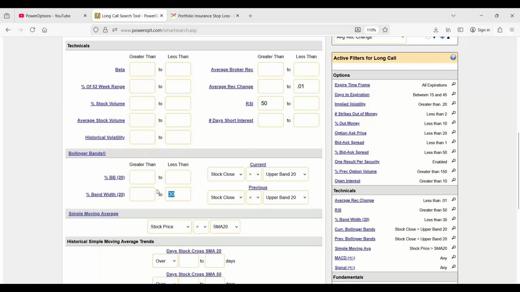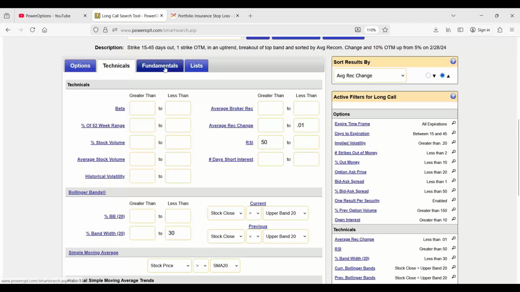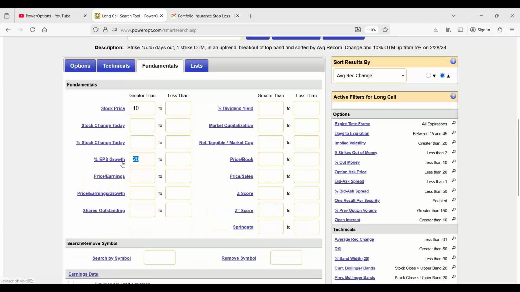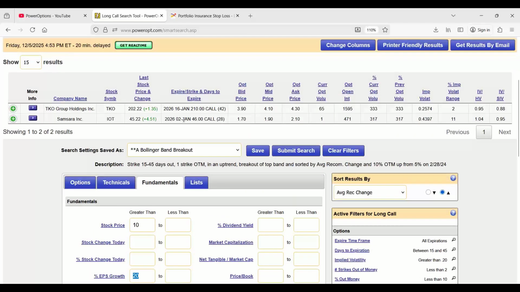Most importantly on this search, though, it's the technicals. We're looking for a condensed Bollinger Band width percentage, but we want the stock close to be above the 20-day upper band days before. This Bollinger Band breakout: we're looking for stocks that are breaking above the upper Bollinger Band and are showing movement and strength. And, of course, some basic fundamentals: stocks with good earnings per share growth, minimum stock price. That's essentially it. We've only got 2 here showing it, and that's okay. Samsara had a good 10% movement today, a little bit over that. TKO didn't have a big move, but it's showing the Bollinger Band breakout that we want.